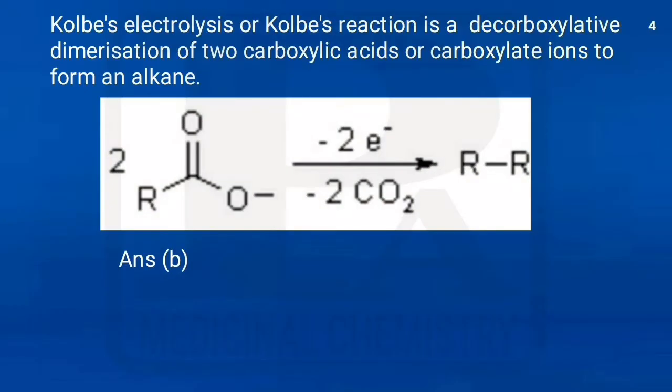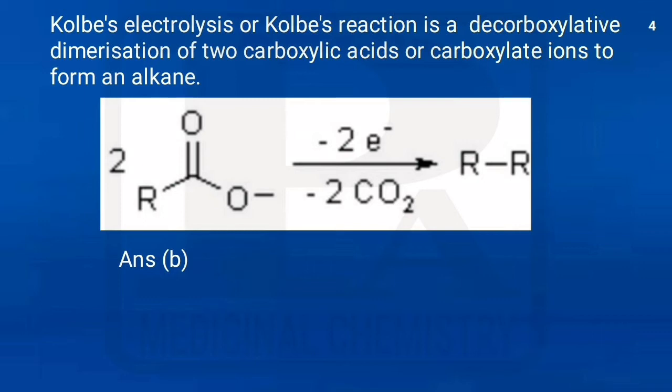Next is Kolbe's electrolysis, which is otherwise called Kolbe's reaction. So what is the reaction? It is the decarboxylative dimerization of two carboxylic acids. So from the two carboxylic acids, what happens? There may be two processes. One is dimerization, and that would be decarboxylated. Decarboxylated to form a dimer.